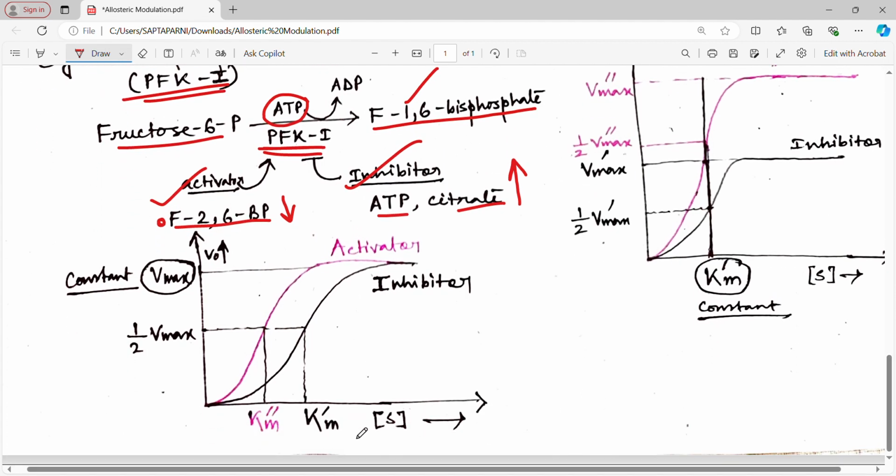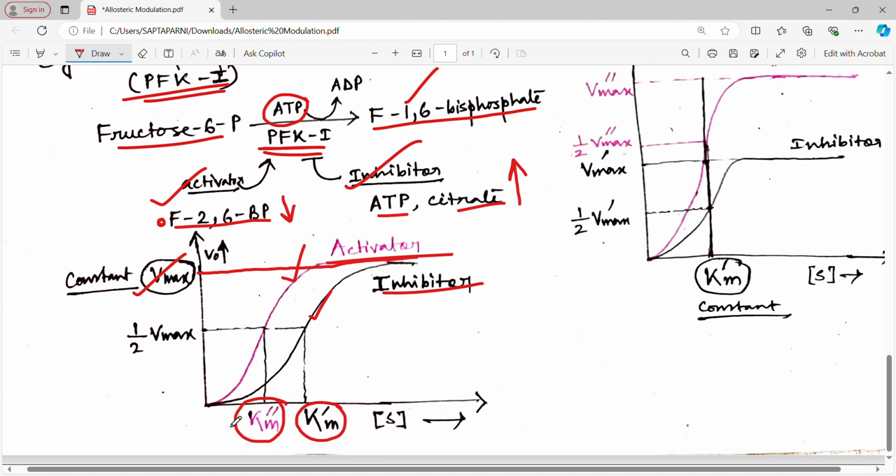See here, this is the graph of K series allosteric enzymes. This is the graph of inhibitors, the black one, okay, and the pink one with the activators, okay. In both the cases, you can see the Vmax value is constant. If activator acts or inhibitor acts, the Vmax value is constant. But the Km value is changing, okay. See here, for inhibitors, the Km value is higher than the activators, okay.